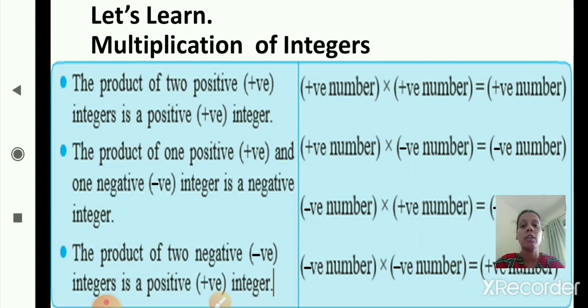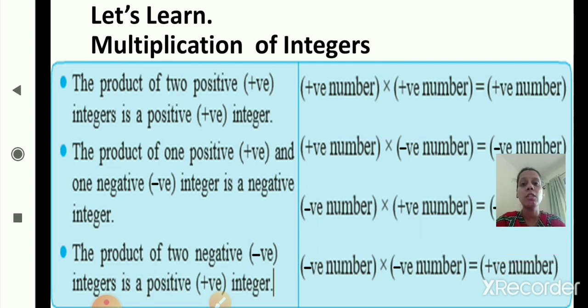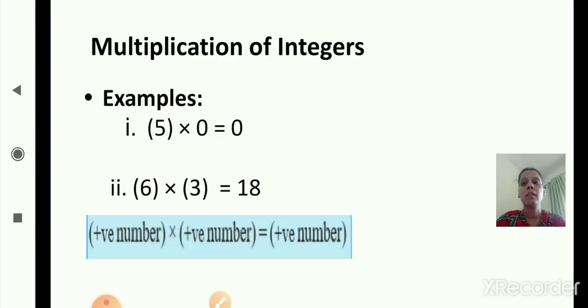I hope you are clear with all the rules. So these are the three rules. Based on these rules, in the exam a question can come for fill in the blanks and for true or false. So you will learn these rules. So these are the rules for multiplication of integers. Now we'll see a few examples, and in this lesson you have practice set 8 and practice set 9. From each exercise we will solve 5 to 6 sums for practice. So now we'll see the examples.